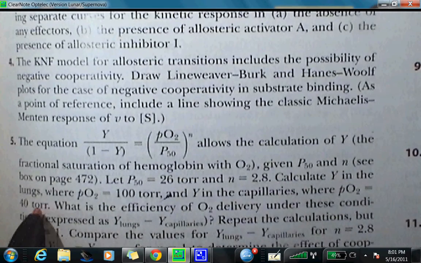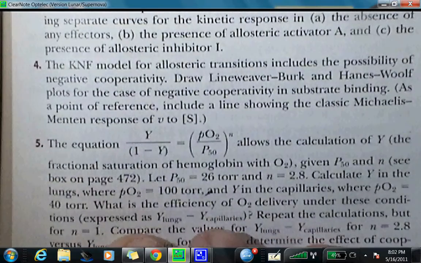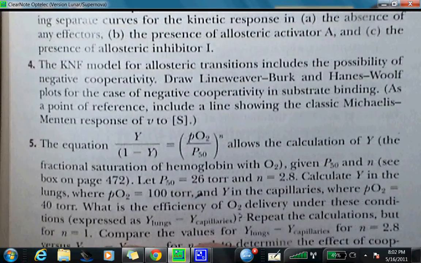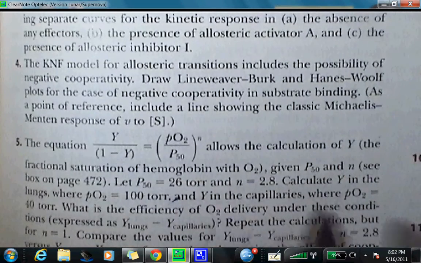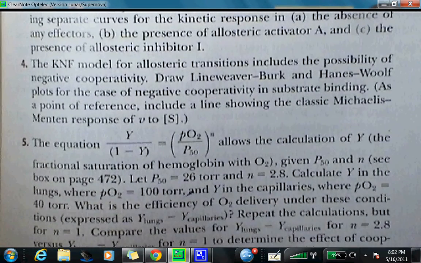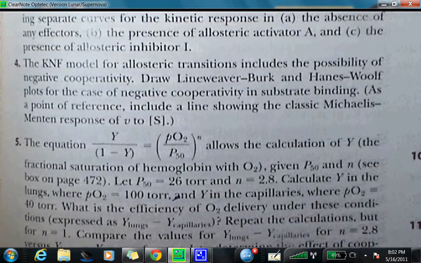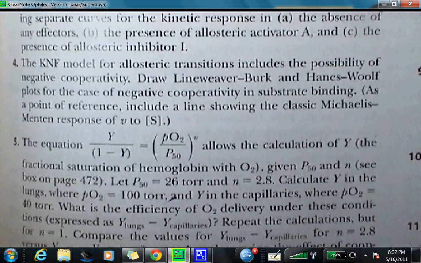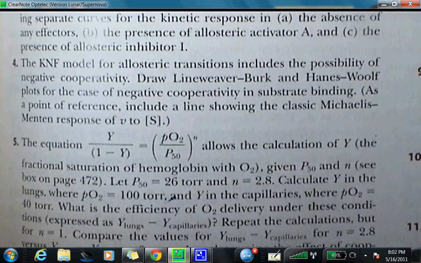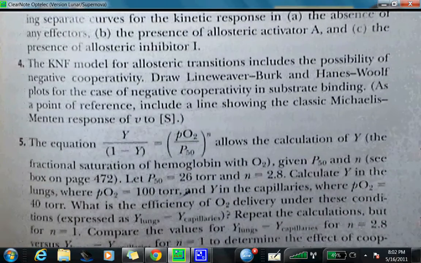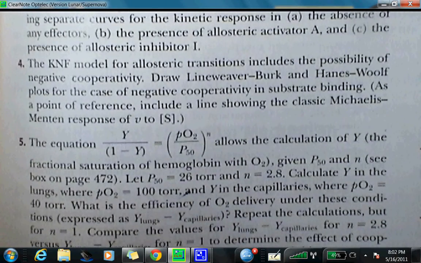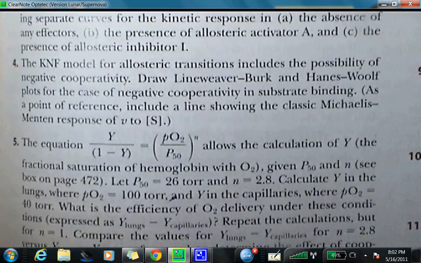right here, 40 torr. And they want to know what the efficiency is when N equals 2.8, which is the cooperativity factor. And so, that means how much oxygen is your hemoglobin transporting from your lungs to your capillaries. And then I want you to do the same exact thing for when N equals 1 and comment on it.